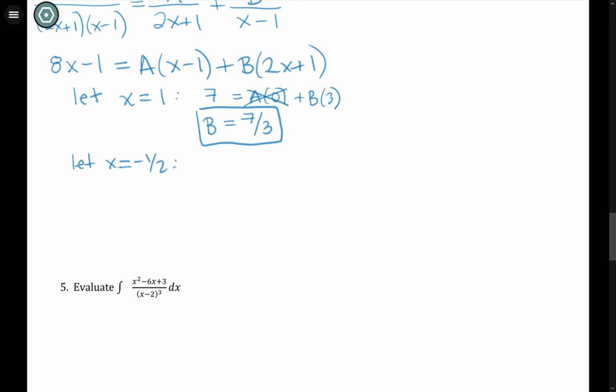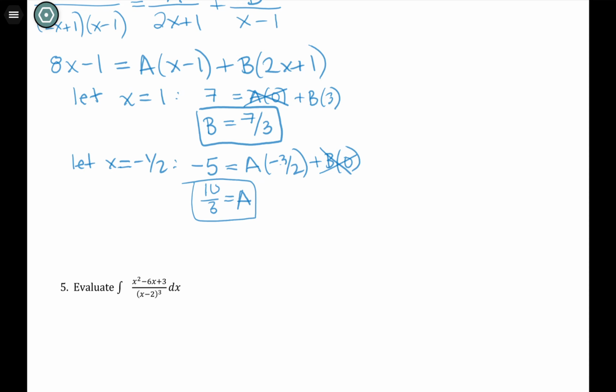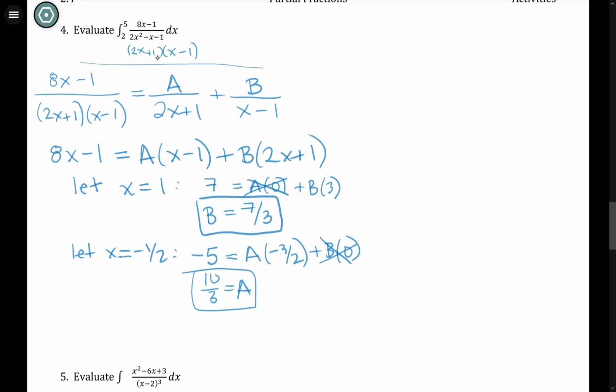And that's going to give me, okay, so on the left, 8 times negative 1/2 is negative 4, minus 1 is negative 5. On the right, with x equal to negative 1/2, I get a times negative 3/2 plus b times 0. So the b part is gone. I need to multiply both sides of the equation by negative 2/3, so I'm going to get positive 10/3 for my a. So be very careful on arithmetic so you don't mess everything else up by messing up just a silly thing here.